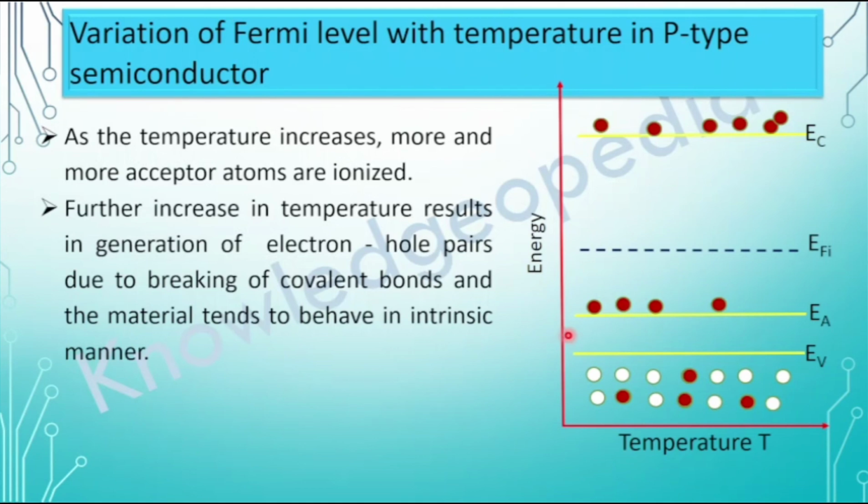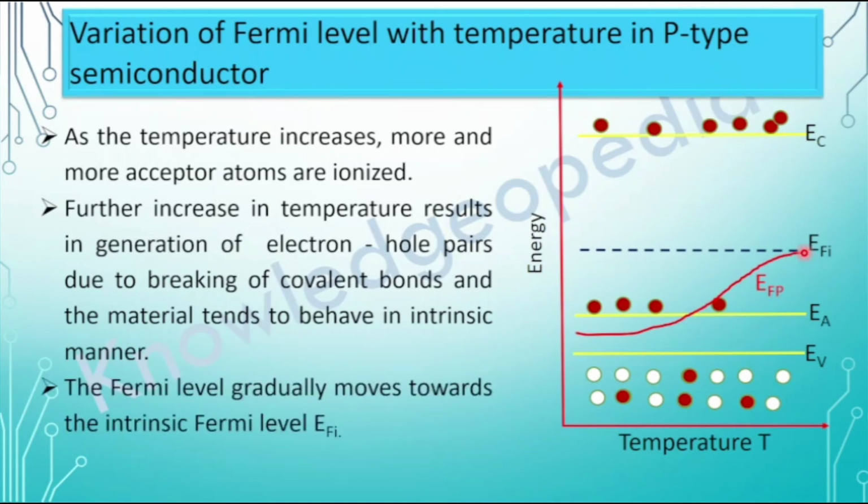We have seen that at absolute zero, the position of the Fermi level in case of a p-type semiconductor is just at the middle of EA and EV. So this is the position at absolute zero, but as we are increasing the temperature, the material is behaving like an intrinsic semiconductor, so the Fermi level will slowly move towards the Fermi level of an intrinsic semiconductor. Thus, this is the variation of the Fermi level with variation of temperature. The Fermi level gradually moves towards the intrinsic Fermi level EFI with rise in temperature.